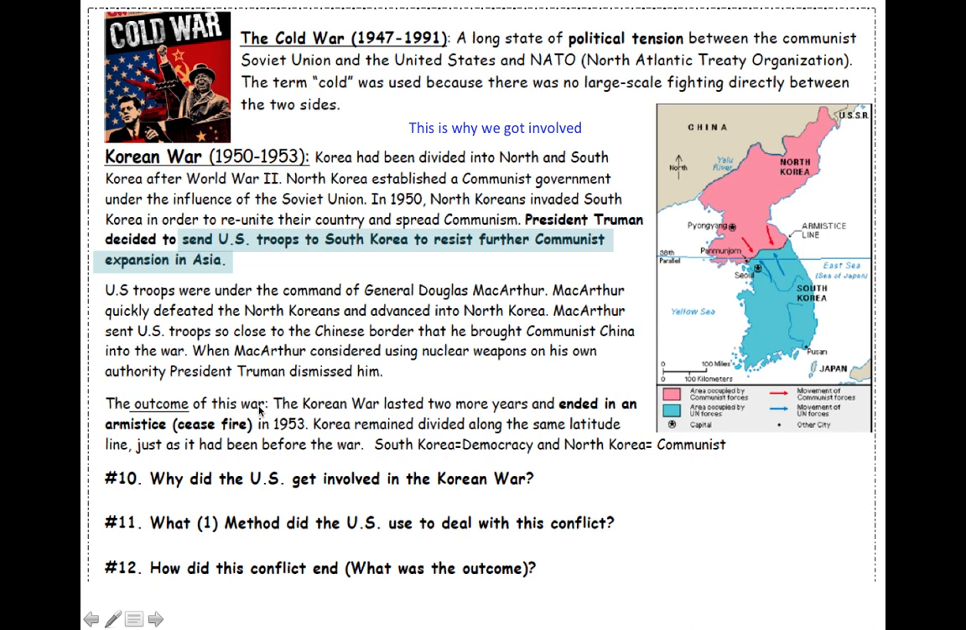The outcome of the war. The Korean War lasted 2 more years, and it ended in an armistice, or a ceasefire, in 1953. Korea remained divided along the same latitude line, just as it had before the war. South Korea remains a democracy, and North Korea is still communist. In green is the one method we used, and in yellow is how we ended the war with an armistice or a ceasefire, and the country still being divided.